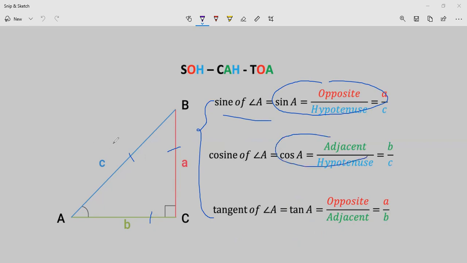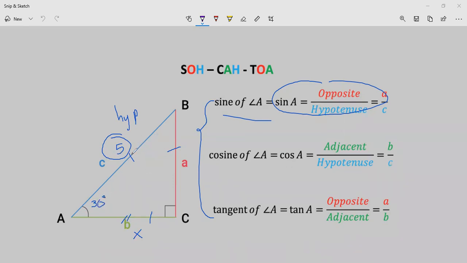Now, for example, I will give you this 5 and this x. So what side do I have? Hypotenuse. Which side do I need to find? Adjacent. And you know that this angle, for example, is 30. You will be given this angle.